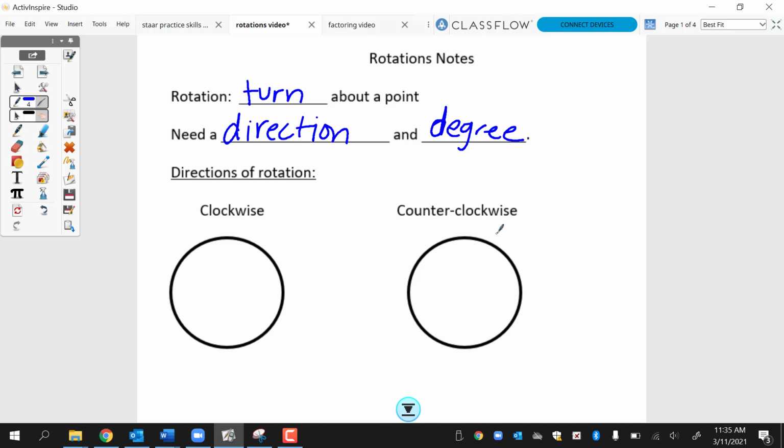Now, just in case we are not aware, clockwise is the way that the clock turns, which is to the right, okay? So the clock turns this way. That's clockwise, going around in a circle this way. Counterclockwise is going to the left, which is the opposite of the way that the clock turns. So this way, okay?